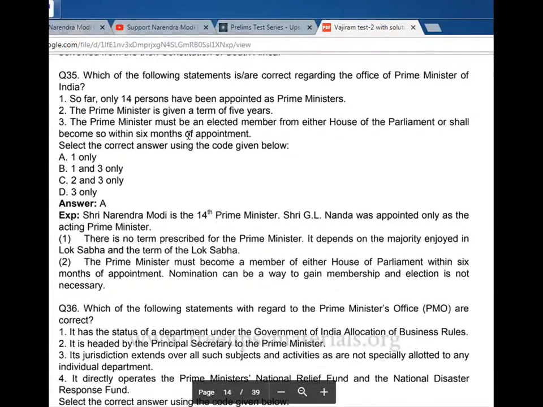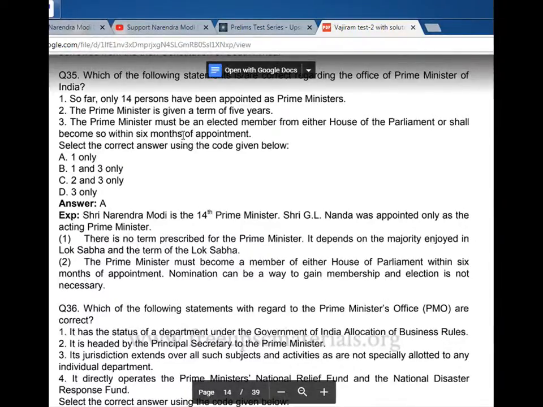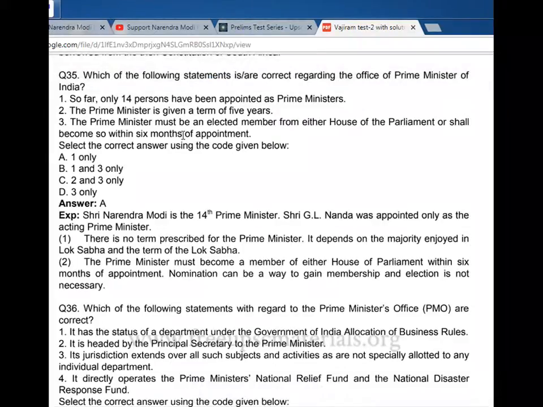Last question: which of the following statements is correct regarding the office of the Prime Minister of India? It is one. So far, only 14 have been appointed as Prime Minister. The Prime Minister is given a term of 5 years. Not correct. The Prime Minister must become a member of either House of Parliament within 6 months of appointment. Not correct. So one is correct only. Narendra Modi is the 14th Prime Minister. Shri GL Nanda was appointed only as the acting Prime Minister. And there is no term prescribed for the Prime Minister.